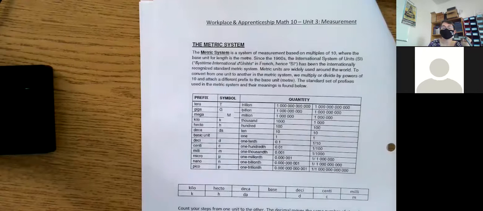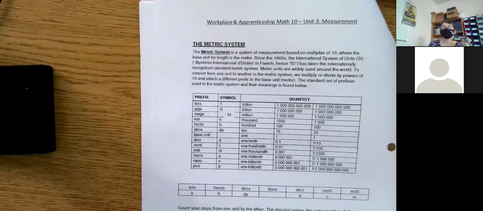Since the 1960s, the International System of Units, or SI, is the internationally recognized metric system. There's about 2 or 3 countries left that don't use the metric system. Hey, Corey, do you know what one of them is? Yes, the US. And I want to say Libya might be one more, and there might be a third country, but the big one is the United States.